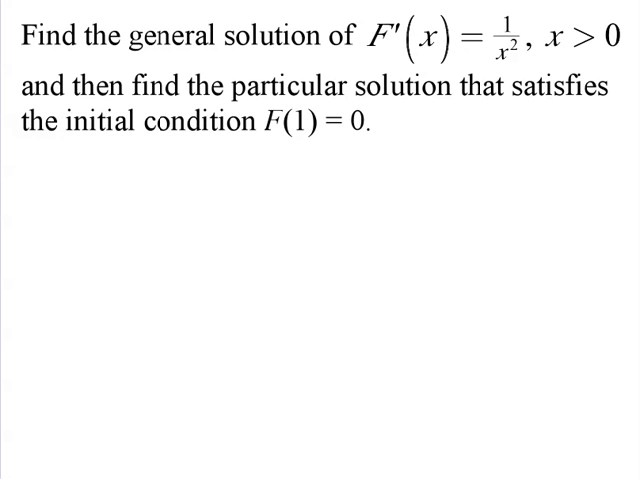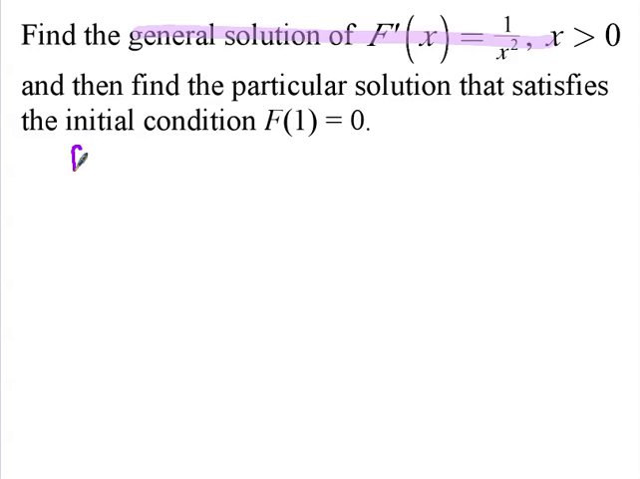So let's go ahead and look at what it says. It says find the general solution of f prime of x equals 1 over x squared, where x is greater than 0, and then find the particular solution that satisfies the initial condition f of 1 equals 0. So first of all, we're going to focus on this statement right here, general solution of this. The reason they have to specify that x is greater than 0. So anyway, here we go.